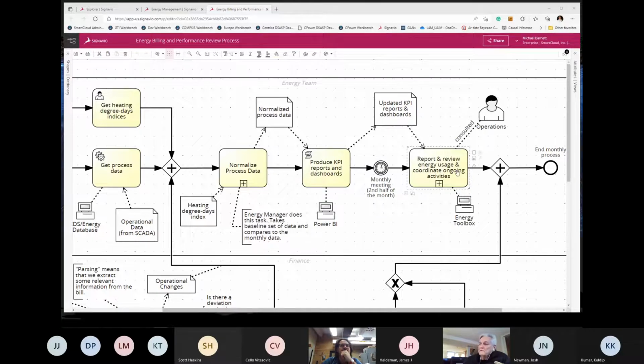So where we left off was that clearly report and review energy usage and coordinate ongoing activities is a big task. I mean, it's one of the things that's at the heart of what Eric's energy team does. And the thought was, well, maybe we need to extend or elaborate this, or the entire process model, in various ways. And this is where the various contributors might pitch in and pick a part of this model and develop it further. So, any questions so far? Just stop there before I move to this bigger model.